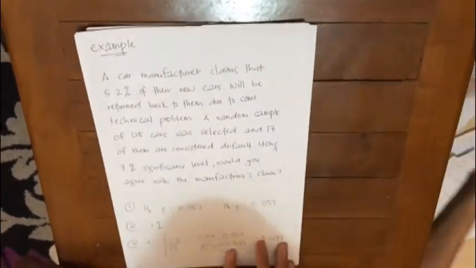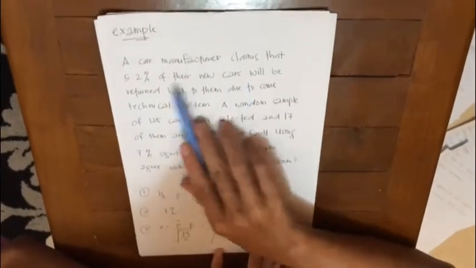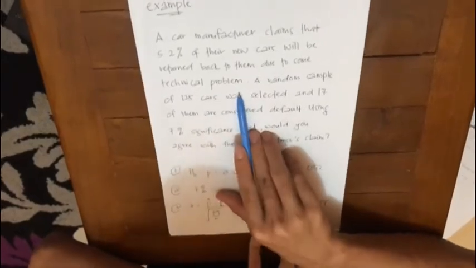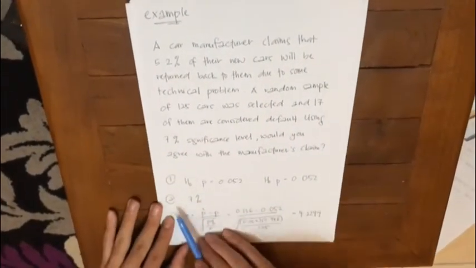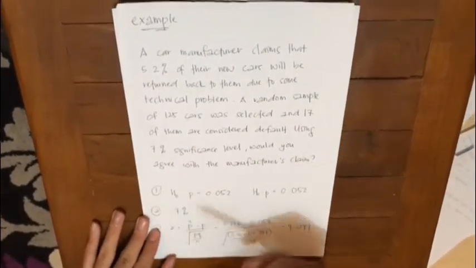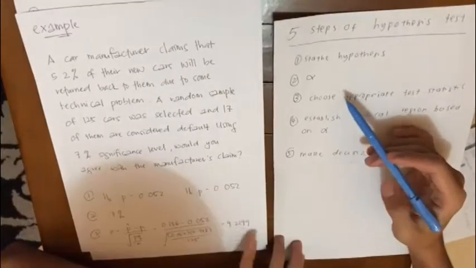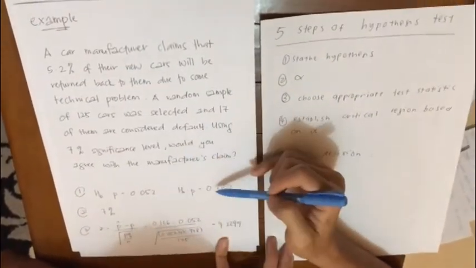So this is the example. You can read here, a car manufacturer claimed that 5.2% of their new cars will be returned to them due to some technical problem. Then for the answers, we also must follow the steps one by one. The first one is state the hypothesis. So we must take it from the question. So we find it.